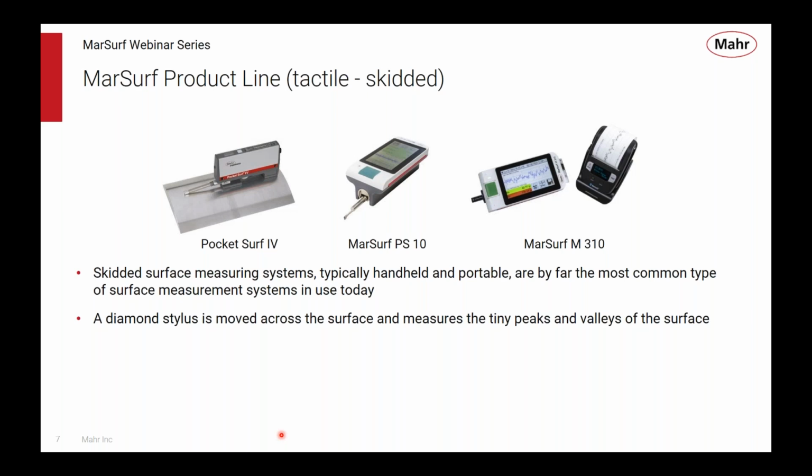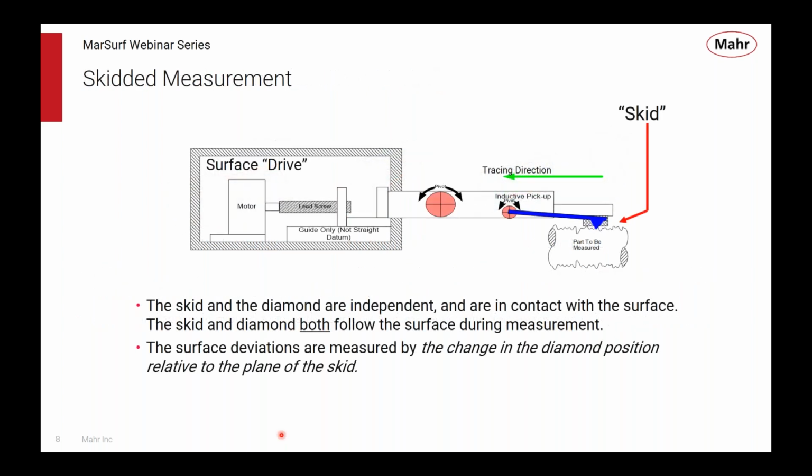Well, what does skidded mean? I keep saying we'll come back to that. So I'm going to talk about skidded versus skidless, which is the next category of devices. So what does skidded mean? The idea behind the skid is if I'm trying to measure this part right over here, this crosshatched skid and the blue diamond are moved across the surface together. The blue diamond moves up and down relative to the skid, which rides across the peaks on the surface.